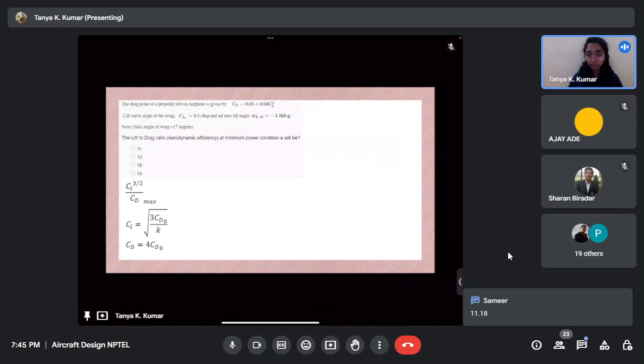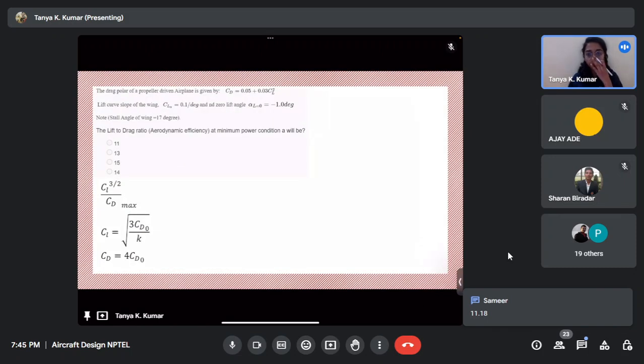So these were the equations that we used to solve this. For minimum power condition, this is what is maximized: CL raised to 3 by 2 by CD. I've just written that down.